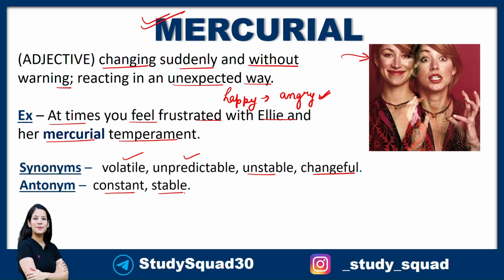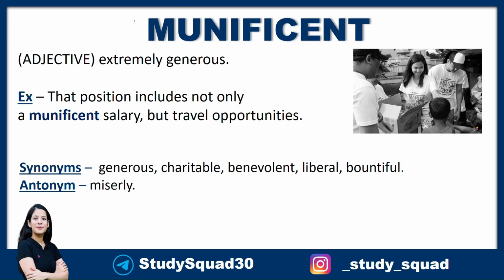So one person who is stable, who is constant with their attitude. Next word we have is munificent. Munificent means extremely generous. So somebody who's extremely generous. Here I've used an image of an NGO trying to help people, so they're being very generous here. The sentence says that the position includes not only a munificent salary but travel opportunities.